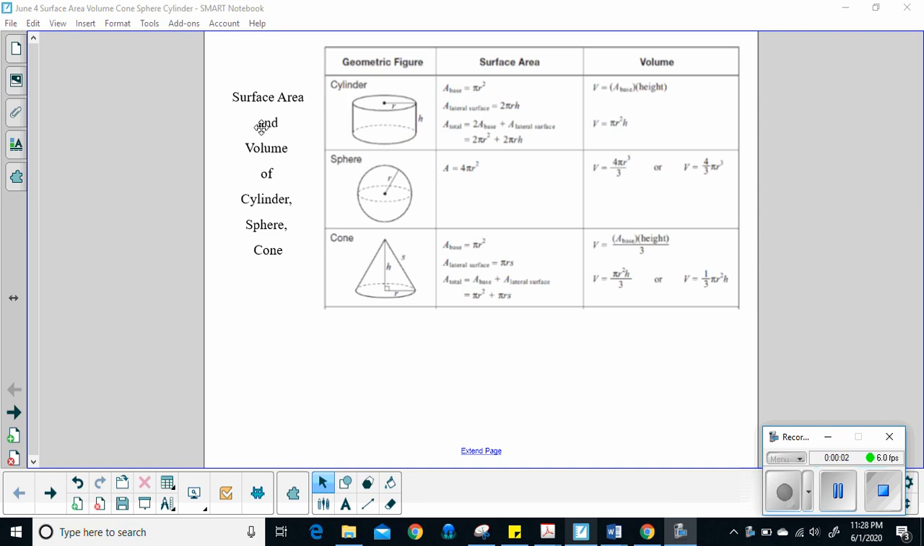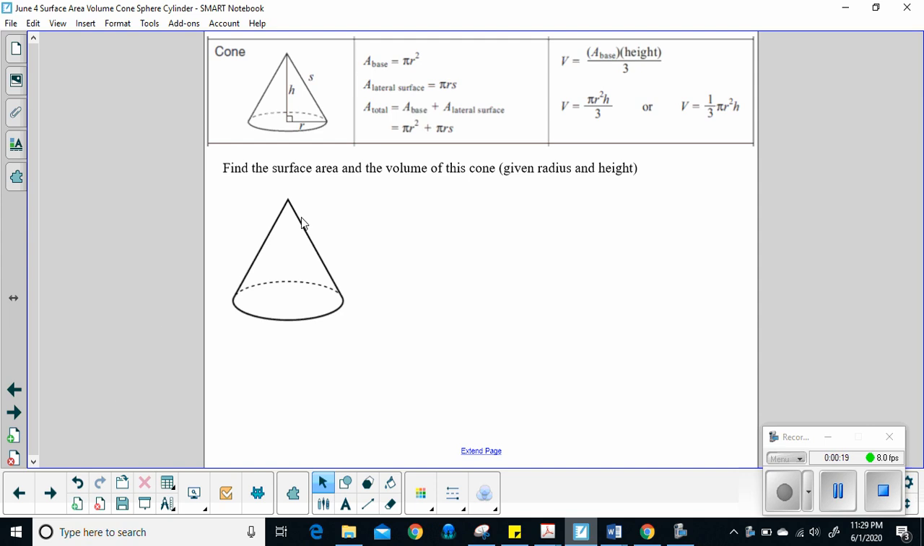All right, folks, here we go. We're going to look at surface area and volume of cylinder, sphere, and cone. And really, honestly, all we're doing today is we're just picking up the information and plugging it into the formulas. We might have to use Pythagoras a little bit, but that's it. Okay, nice straightforward lesson today.